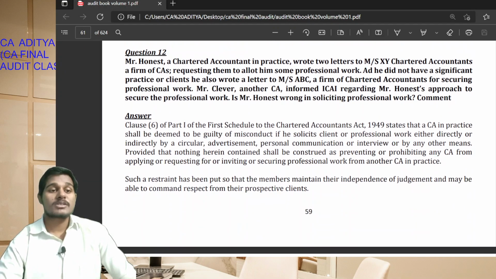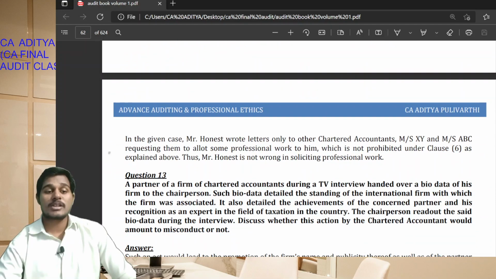See students, Mr. Honesty, a chartered accountant in practice, wrote 2 letters to Mr. X, a chartered accountancy firm, requesting them to allot him some professional works. So in the present case, he will not be guilty of professional misconduct because he is soliciting work from other Chartered Accountants. As per clause 6 of part 1 of the first schedule to the Chartered Accountants Act, a chartered accountant can solicit professional work from another chartered accountant. So in the present case, he will not be guilty of professional misconduct.